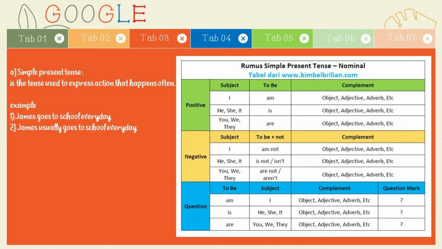Simple present tense is the tense used to express an action that happens often. For example, James goes to school every day. And James usually goes to school every day. Other words that are associated with simple present tense are often, occasionally, frequently, every day, every time, every month, every week, seldom, and etc. When you see any one of those words in a sentence, that implies that the sentence is in simple present tense.